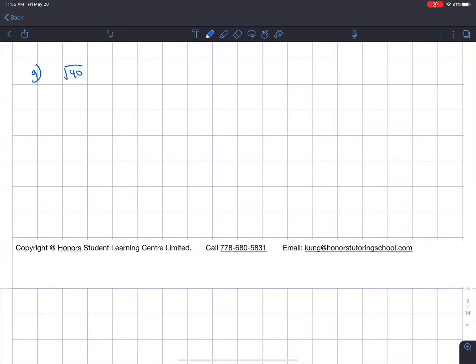G, square root of 40. So square root of 36 is 6. And the square root of 49 is 7. Square root of 40 is in between them. From 36 to 40, the distance is 4. From 36 to 49, the distance is 13. So square root of 40 is roughly equal to 6 and 4 over 13.